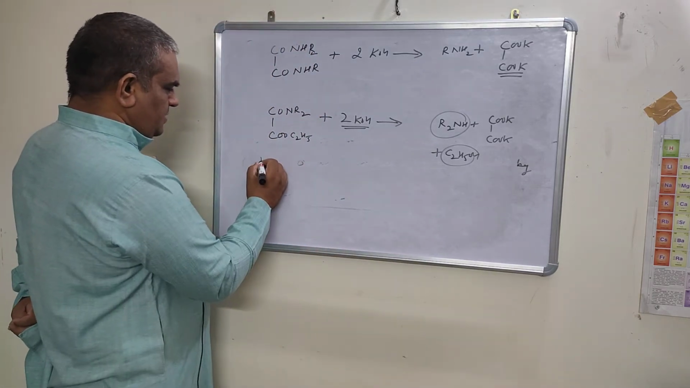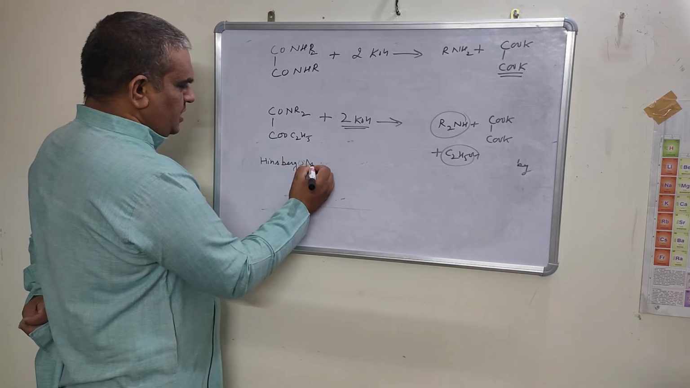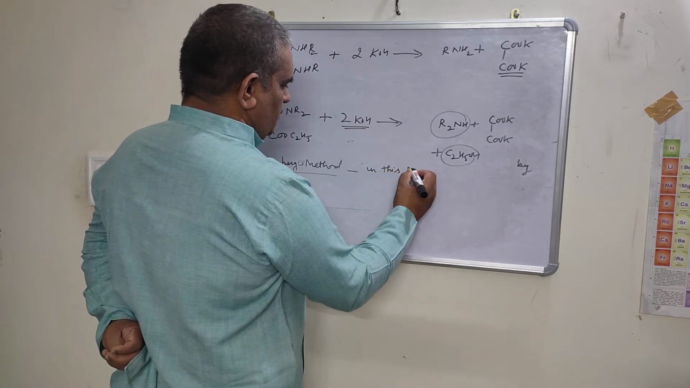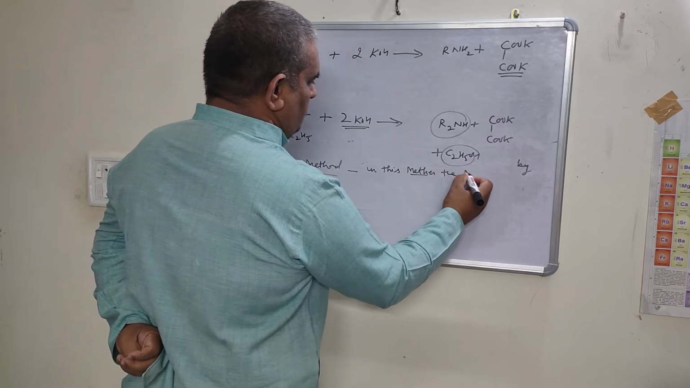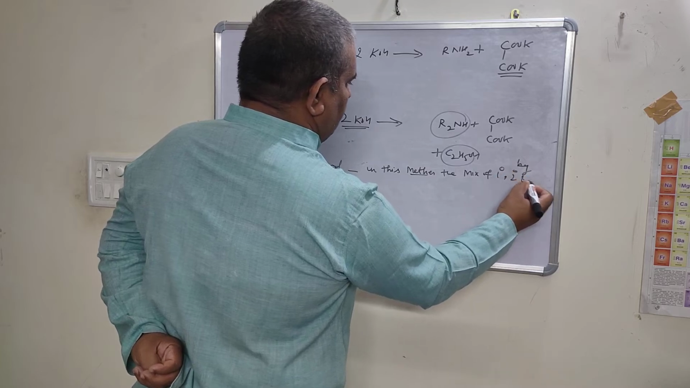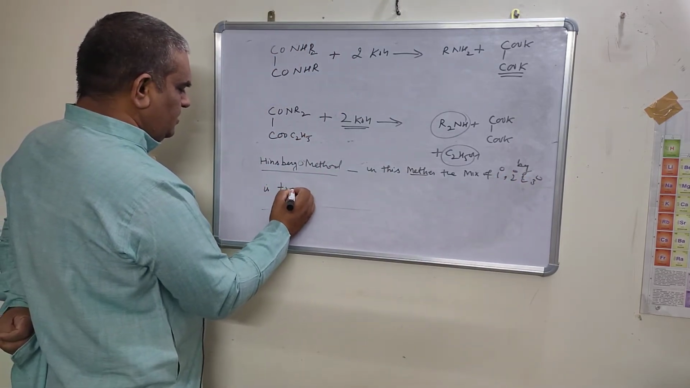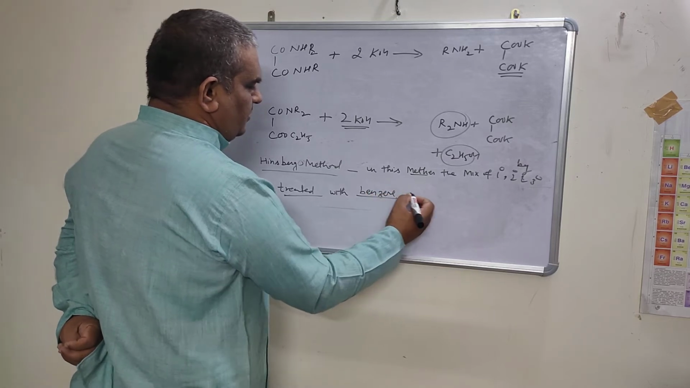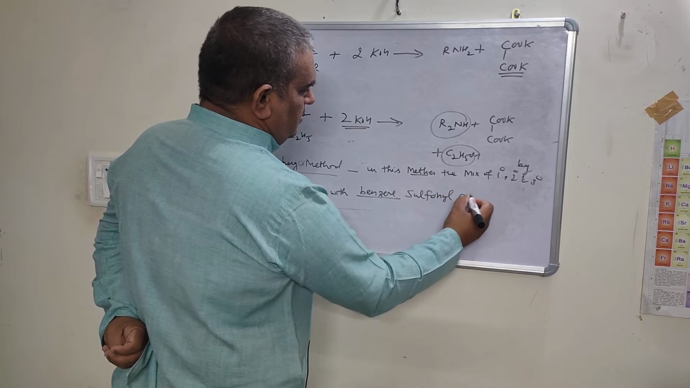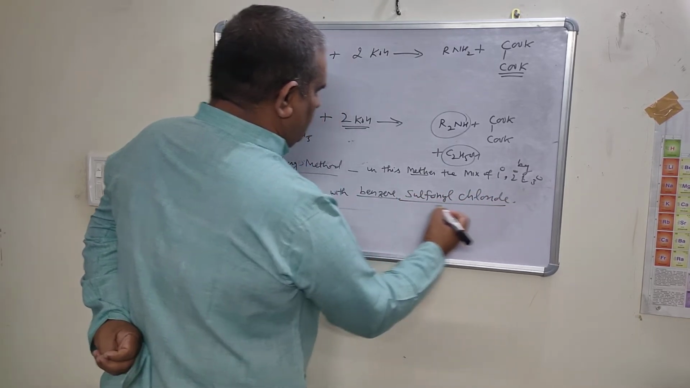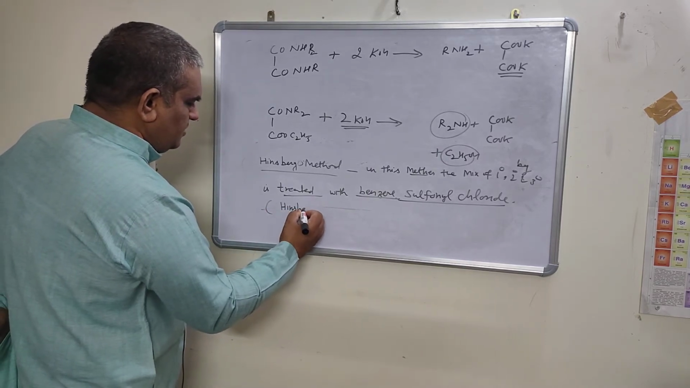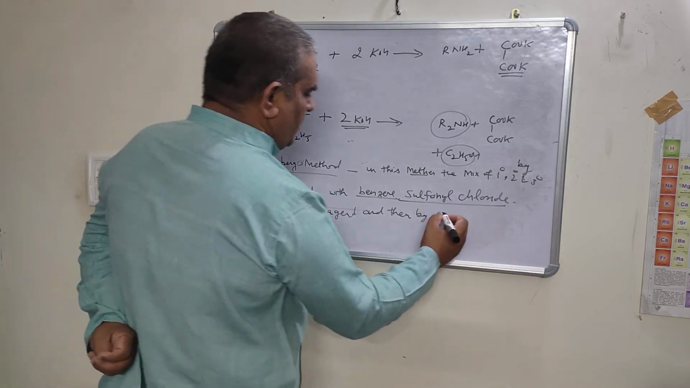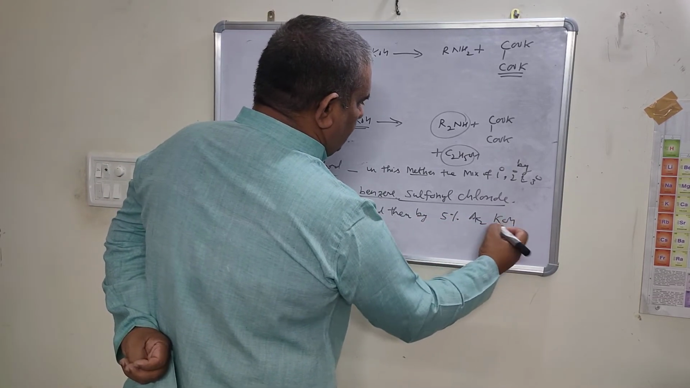Next method is Hinsberg method. In this method, the mixture of primary, secondary and tertiary amines is treated with benzene sulfonyl chloride, which is known as Hinsberg reagent, and then with 5% aqueous potassium hydroxide solution.